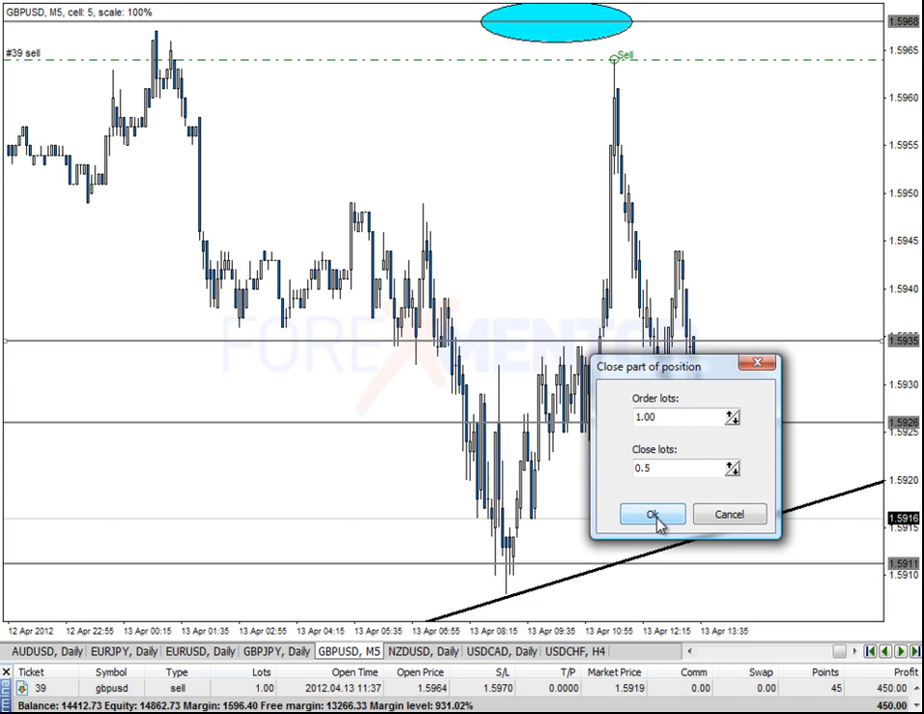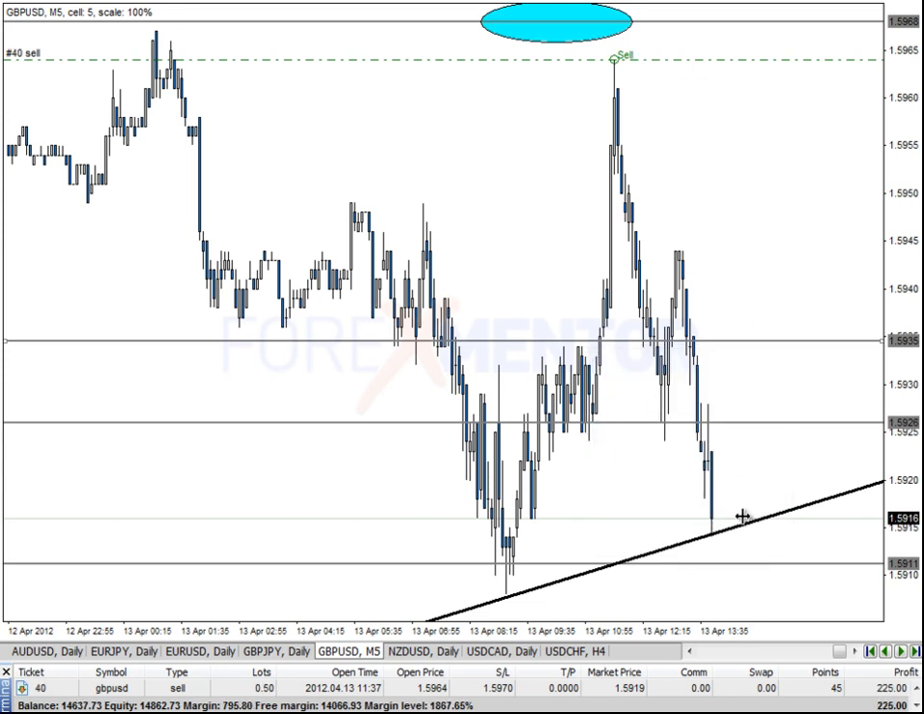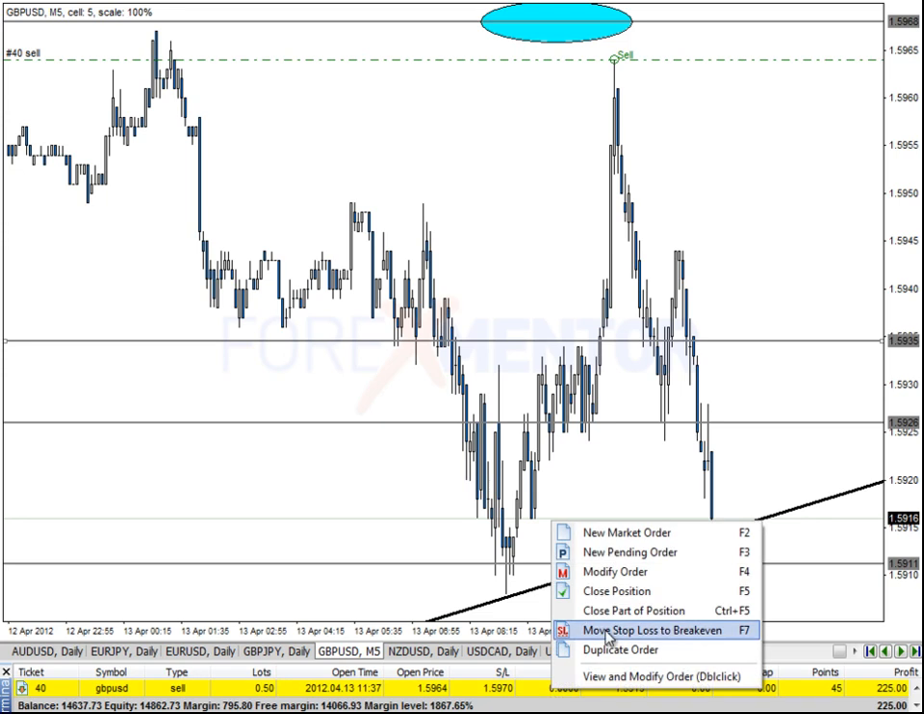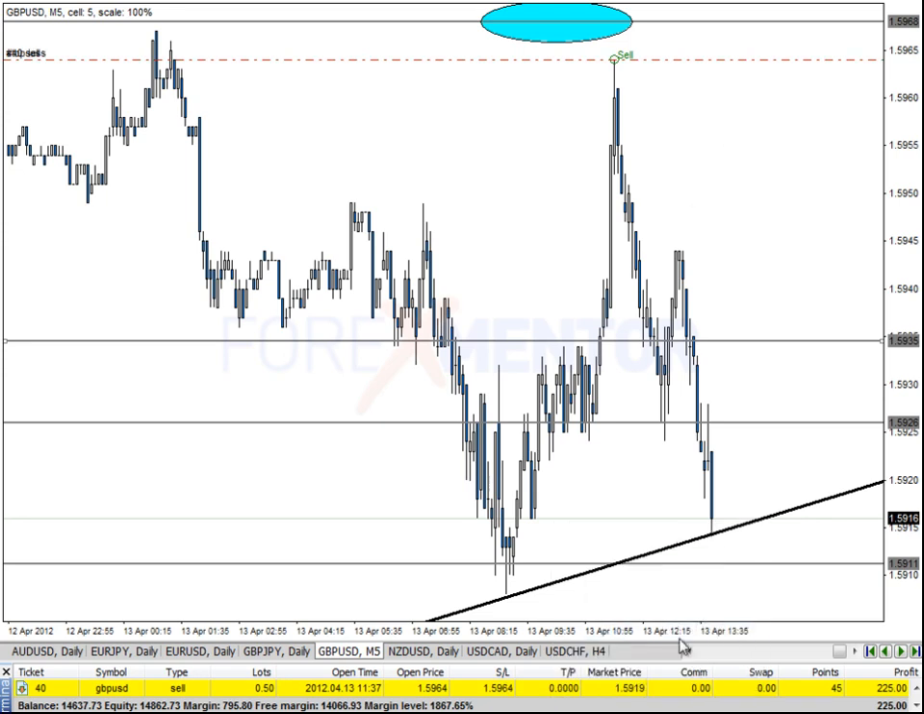So we'll close half of it, and now what I'm going to do once we hit this key area, I want to move the rest of the position to break even. Okay, so we've taken half off at this key area down here. See this block over here? Okay, so I would expect a reaction.